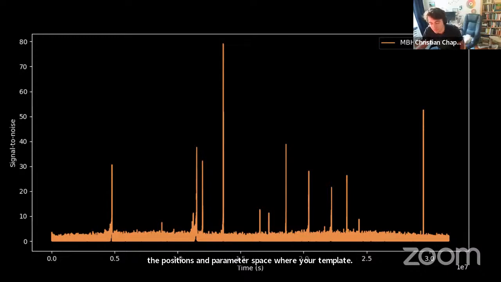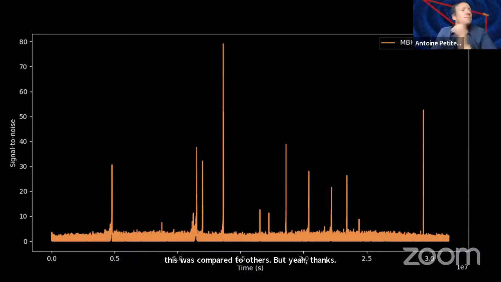The reason I ask this is there are a lot of methods for identifying very bright transients like this in data, but I was wondering how effective this was compared to others. But yeah, thanks. Yeah, thank you.